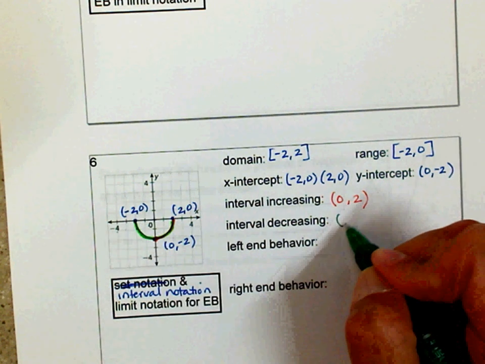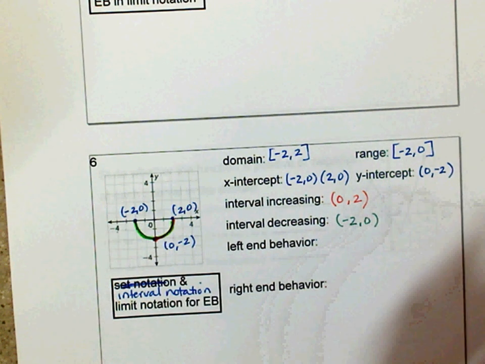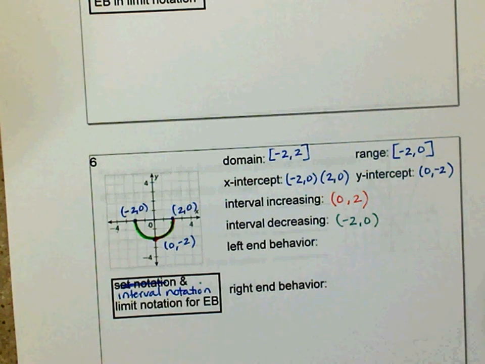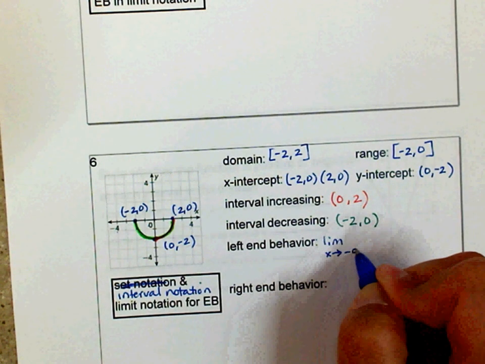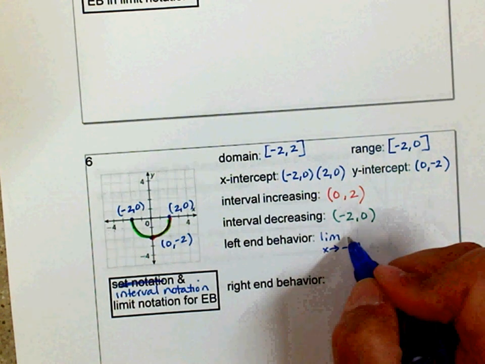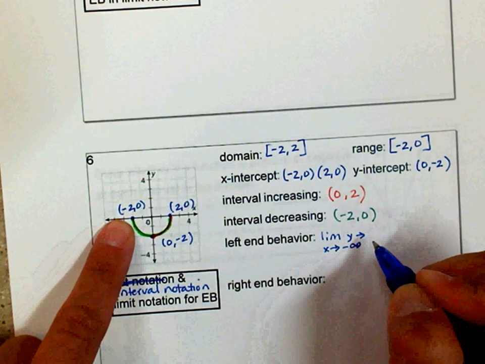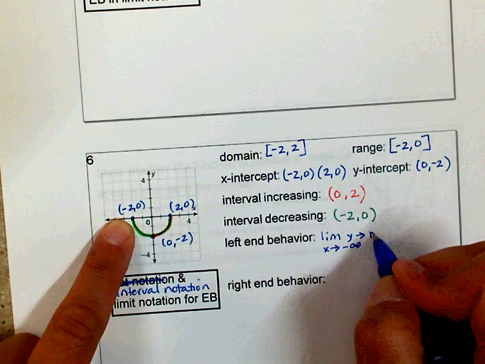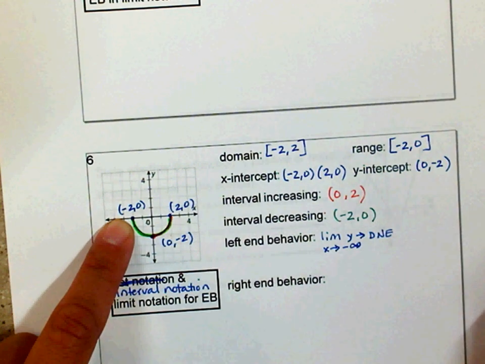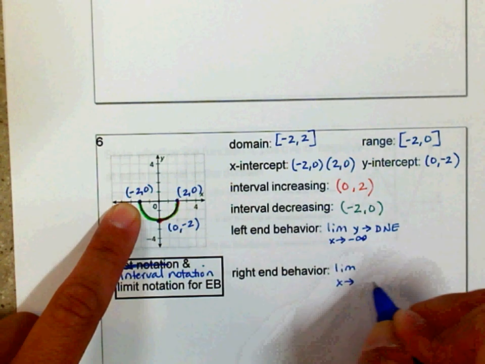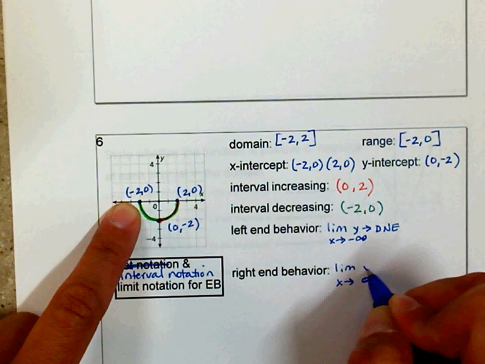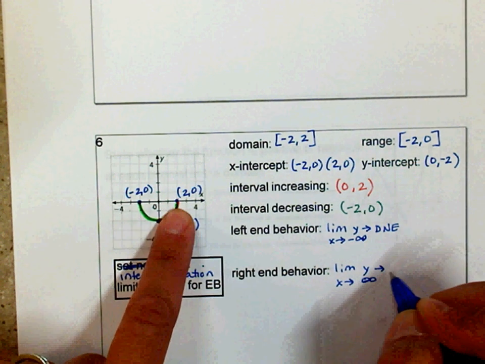Okay. Let's look at our end behavior coming from negative infinity, which is the left. What is happening to that y? Well, there's no arrow there. It's not going anywhere, so it does not exist. Let's look at your right end behavior. Positive infinity. See that? There's no arrow either. It's not approaching anything, so it doesn't exist.